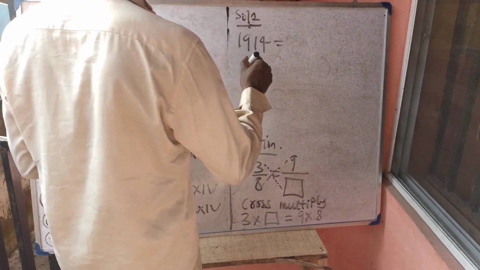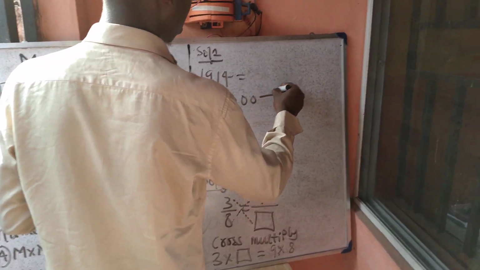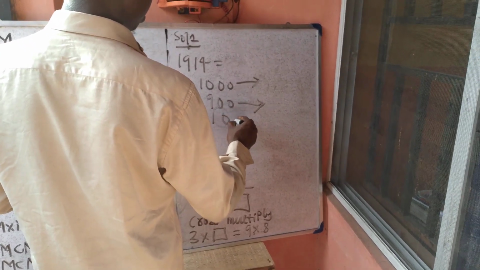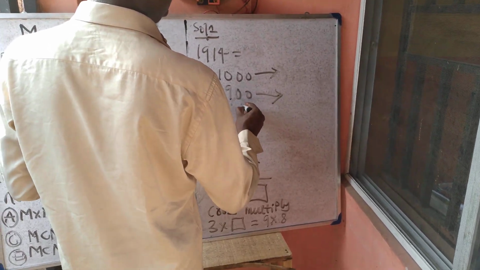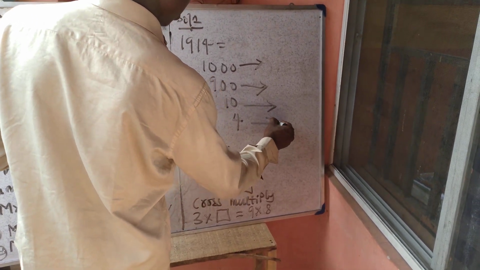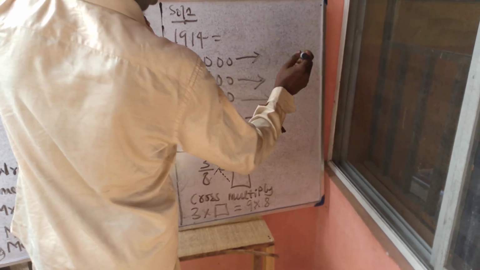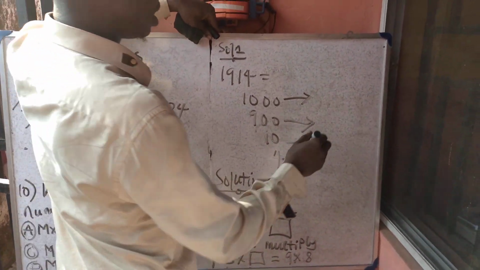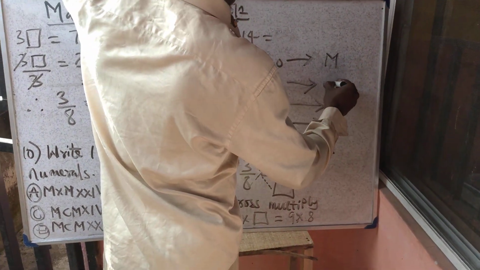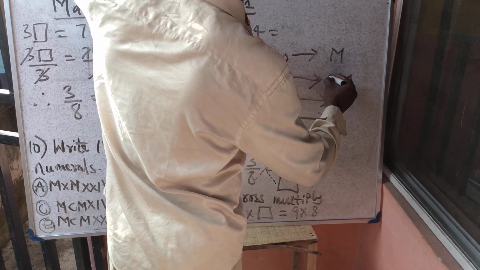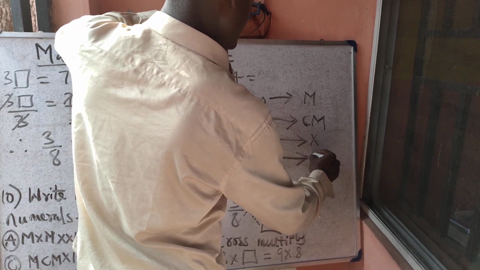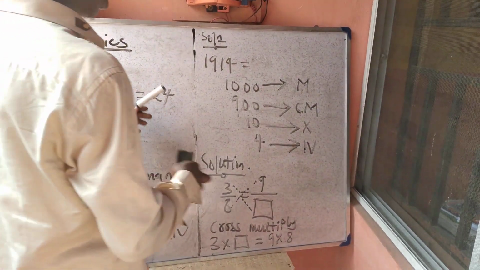Okay, so this now is 1000. This is 900. This is 10. And this is 4. So 1000 is M. 900 is CM. 10 is X. 4 is IV.